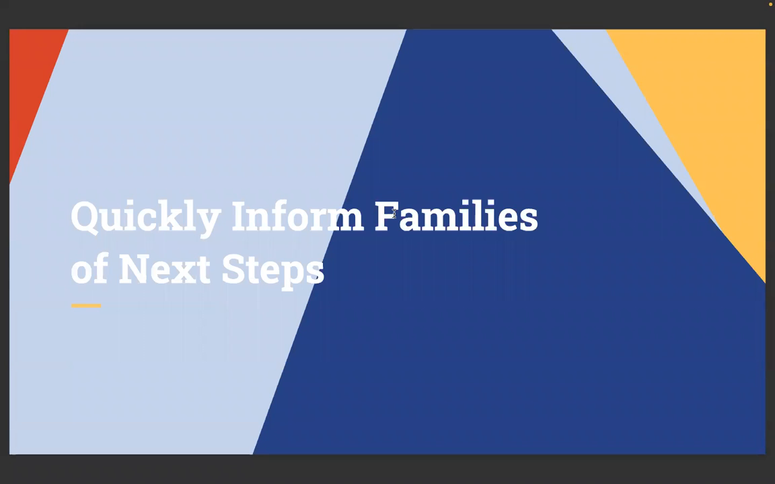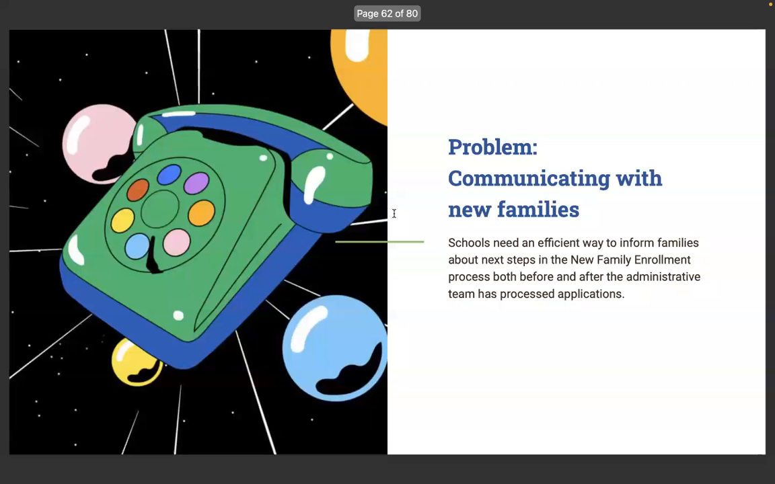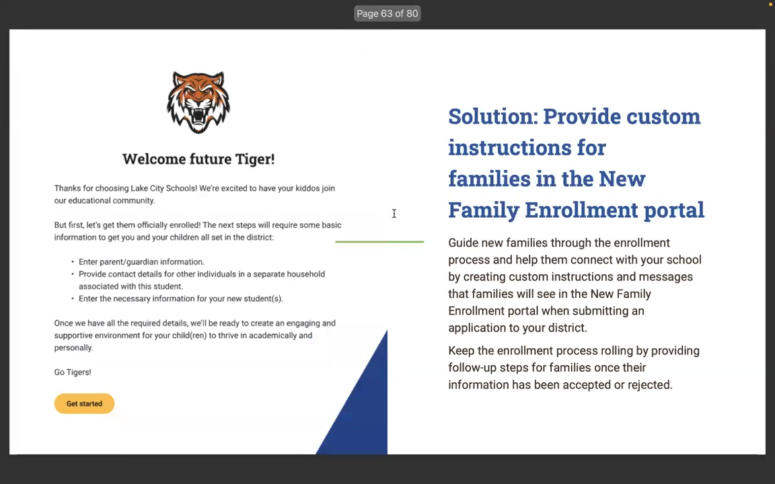But now we'd like to take a look at informing families of those next steps. We know it's a problem communicating with new families to inform those families about how to continue the process of enrollment. So schools need an efficient way to inform families about next steps. The solution that we've created is to provide custom instructions for families in the new Family Enrollment Portal.